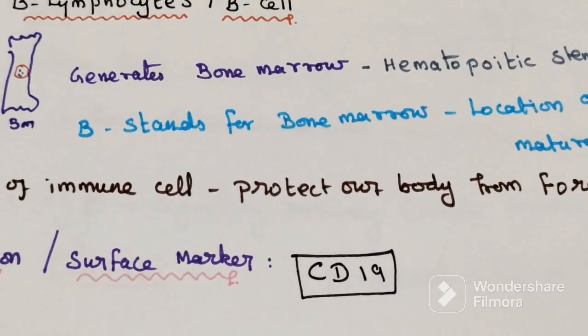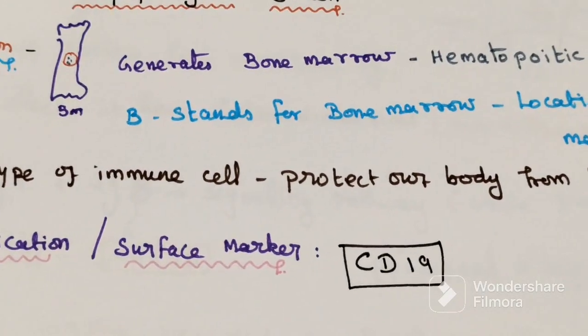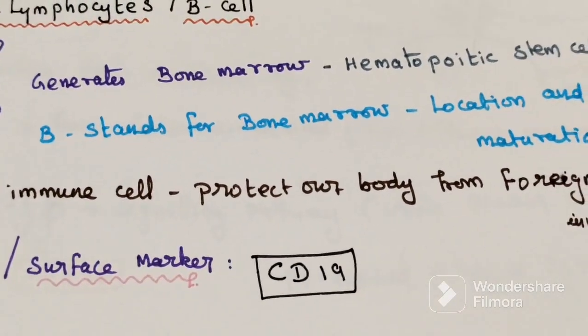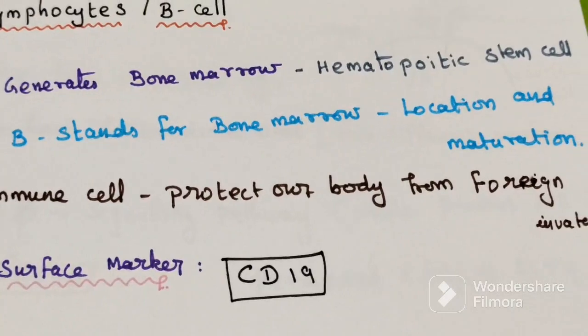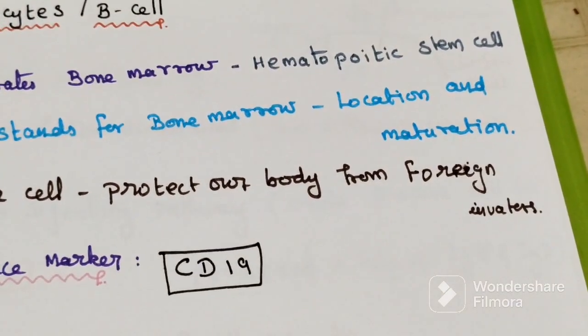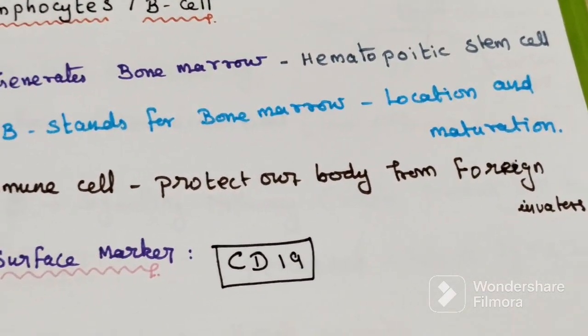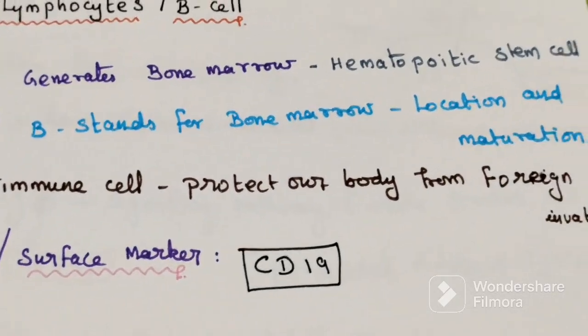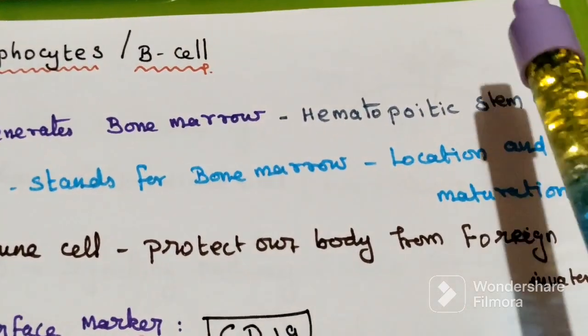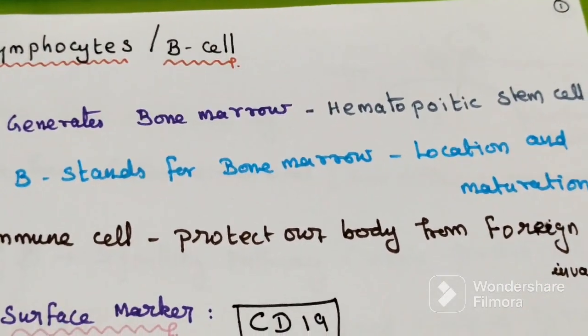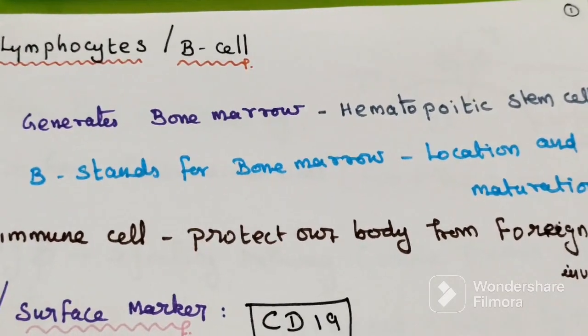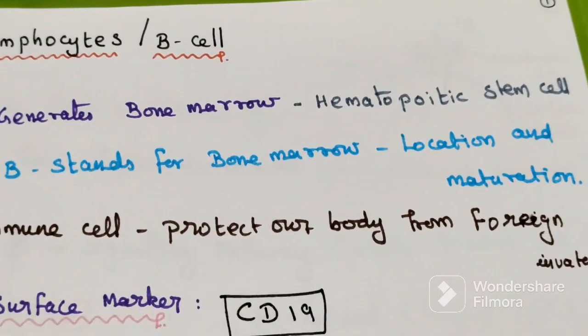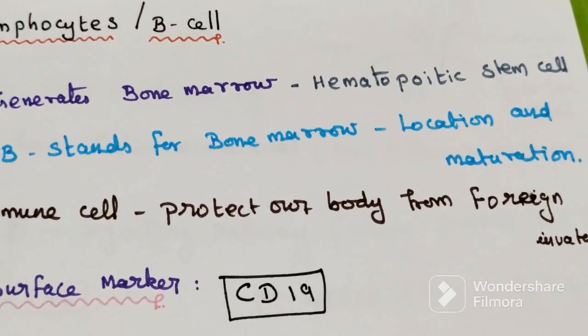It is a type of immune cell, meaning those cells which protect our body from foreign invaders. From where do we get B cells? From hematopoietic stem cells. So we get B cells from hematopoietic stem cells.